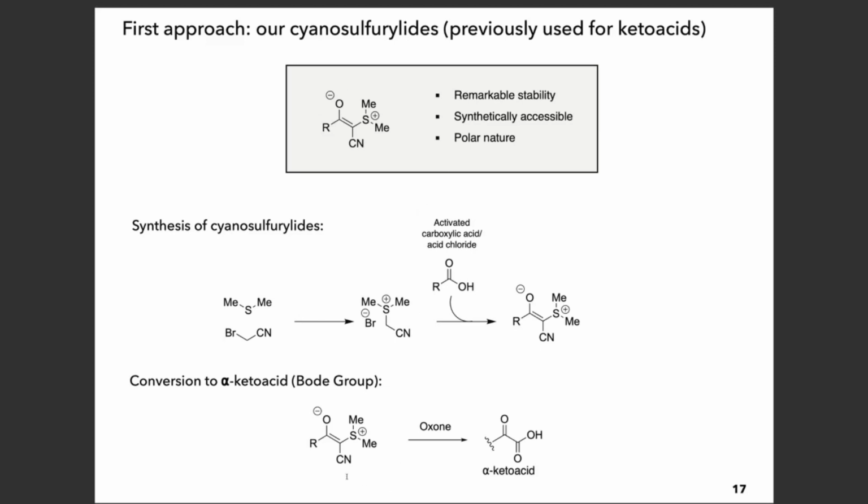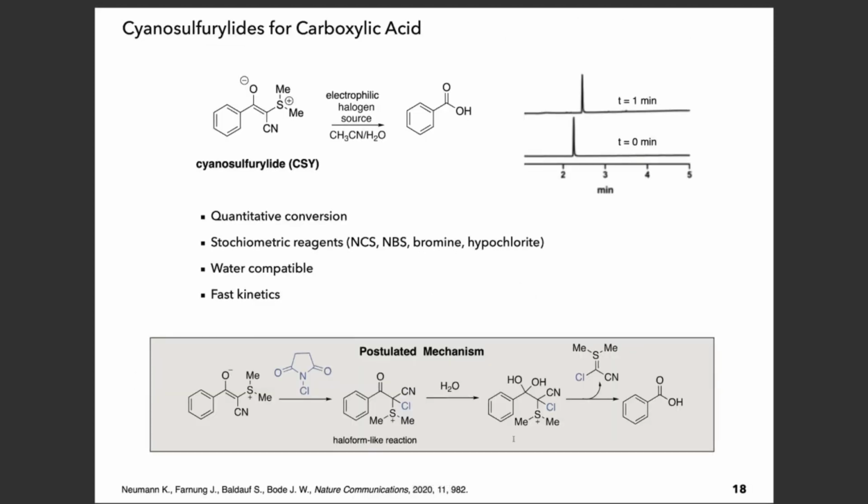us the acid, right? So we had typically used these sulfur ylides and treated them with Oxone, which delivers the alpha keto acid. But what we want to do is actually to get the carboxylic acid instead. And so we eventually realized that we could do this by using an electrophilic halogen source. So I show just a very simple model substrate here. So if we have this type of sulfur ylide and we treat it with NBS, in just 1 minute, we see cleavage of the sulfur ylide to give us the carboxylic acid.